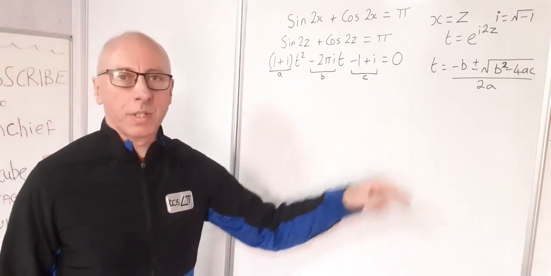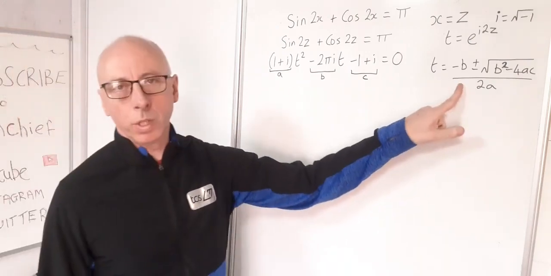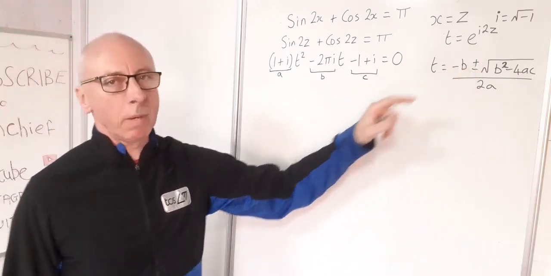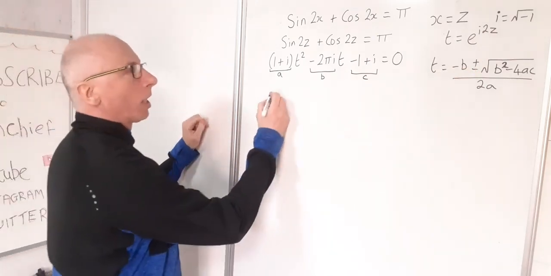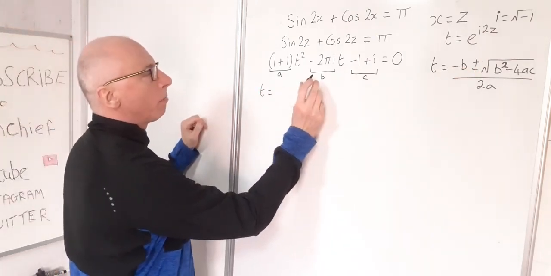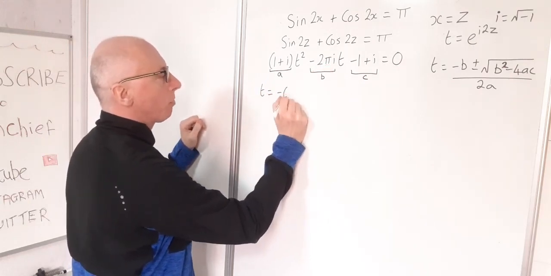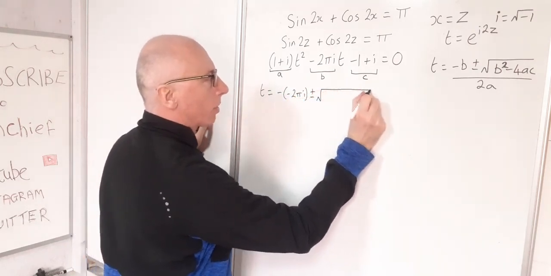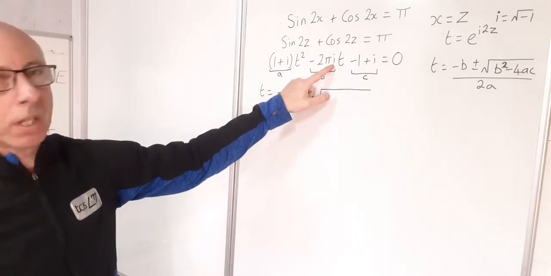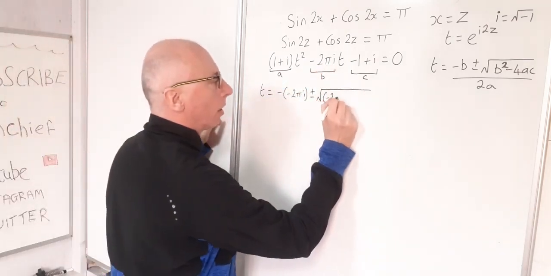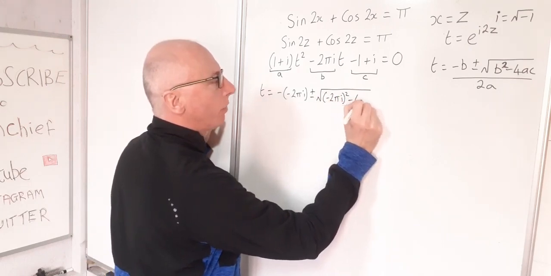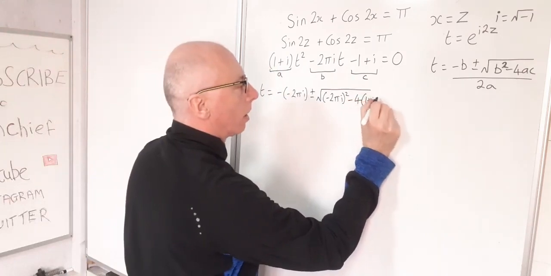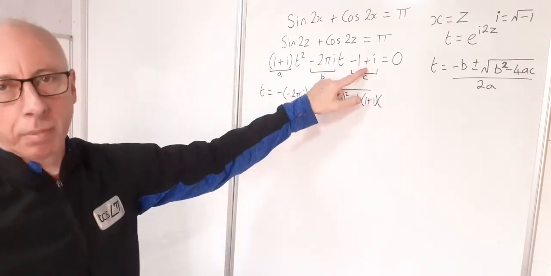Okay, so now ready to solve for t in terms of the quadratic formula, which is written on the side here. So as with all quadratic formulas, there's two solutions with a plus or minus. So let's go ahead with this one. So t equals minus b, which is minus 2 pi i. So I'm going to write that down like that so we can see what's going on. And I've got square root b squared, minus 2 pi i squared, and then minus 4 times a, which is 1 plus i, and times c, which is minus 1 plus i.